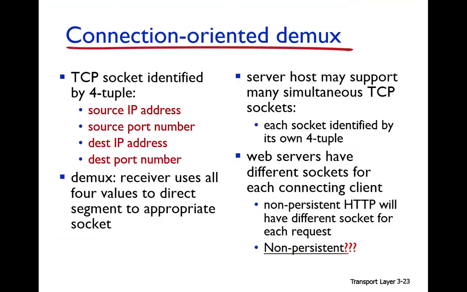So we have discussed it. Now there is a problem. What is the problem? A server host may support many simultaneous TCP sockets, and each socket is identified by four tuples. A web server normally has a different socket for each connecting client, and we have discussed this in the TCP server program, if you remember it.